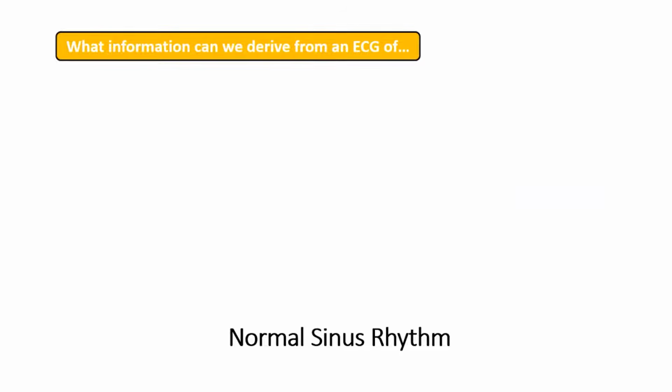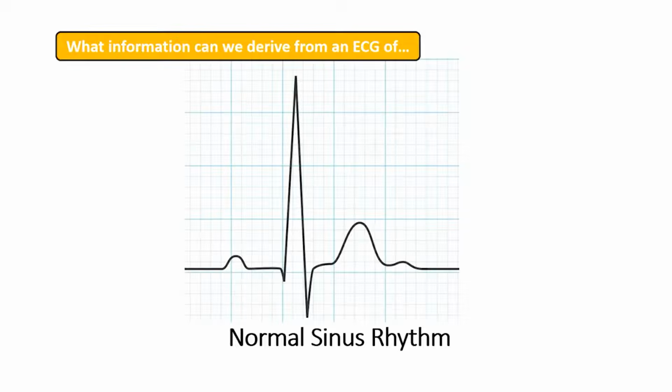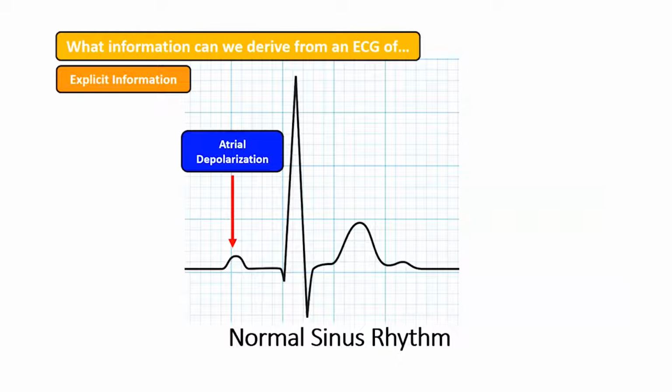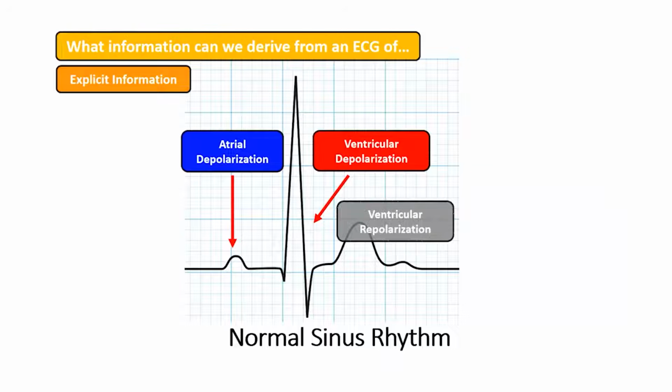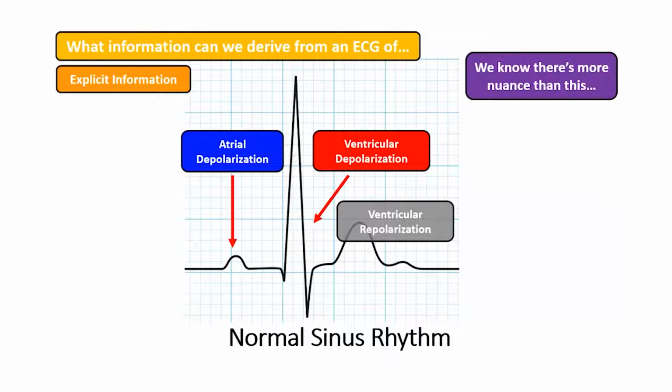Let's start by reviewing what information we can derive from an ECG of normal sinus rhythm. In an ECG, we have a lot of explicit information, things that we can see, such as the P wave, which we know reflects atrial depolarization, our QRS complex, which represents ventricular depolarization, and then our T wave, which represents ventricular repolarization. But we also know that there's a lot more to this than just the explicit information.